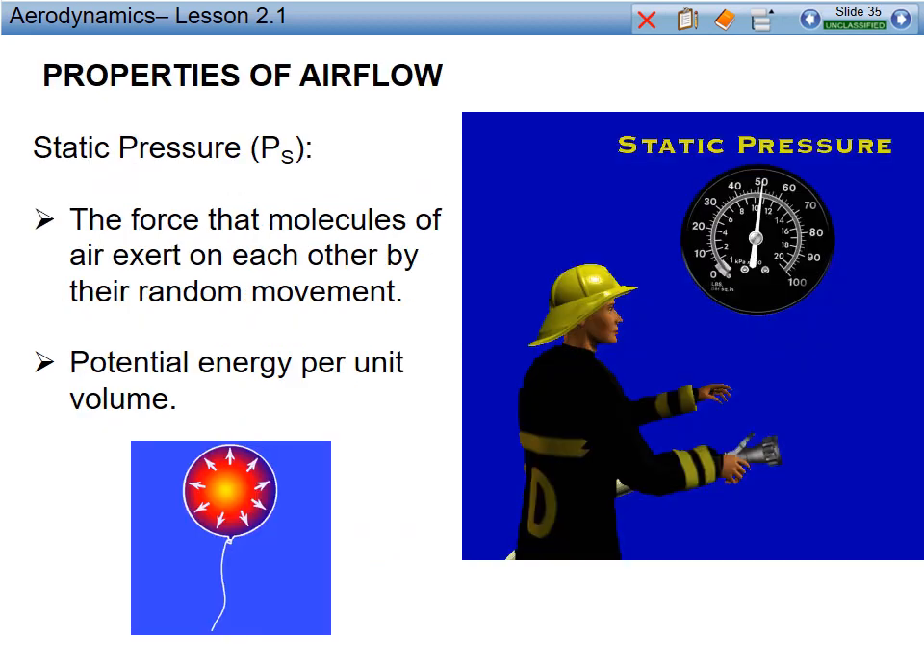Static pressure, or P sub S, is the force that molecules of air exert on each other by their random movement. Potential energy per unit volume. The graphic on the right shows a fireman with the nozzle closed on a fire hose. We have zero movement of water in the tube, with no movement, I have very high static pressure, or high potential energy.